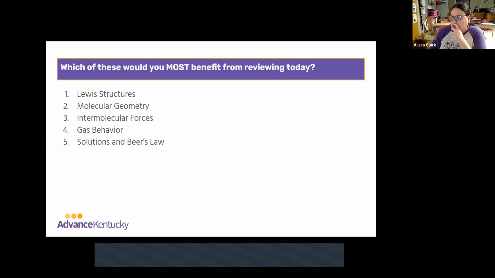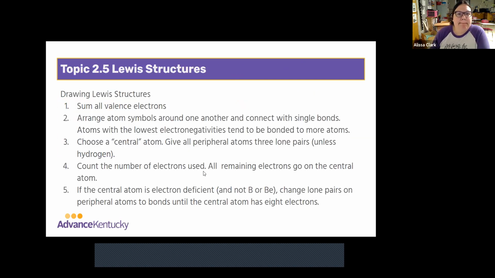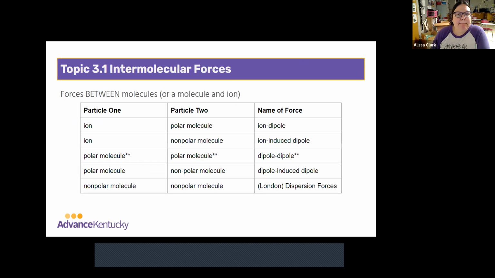Pretty equally distributed there with 3 and 5. All right, so let's start then with intermolecular forces. And this is a huge, massive list.